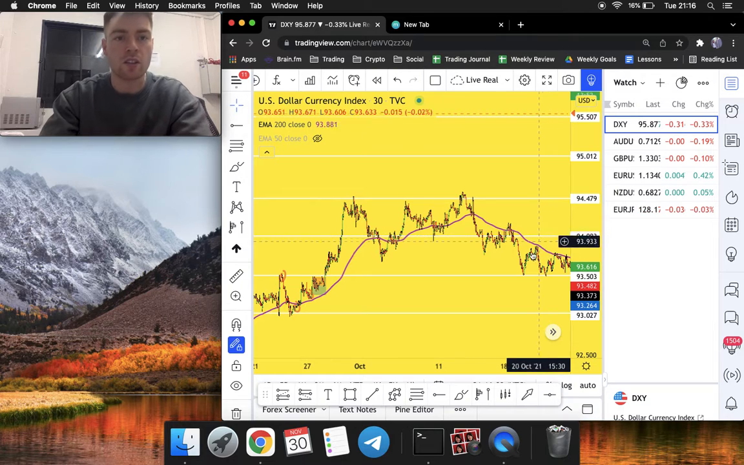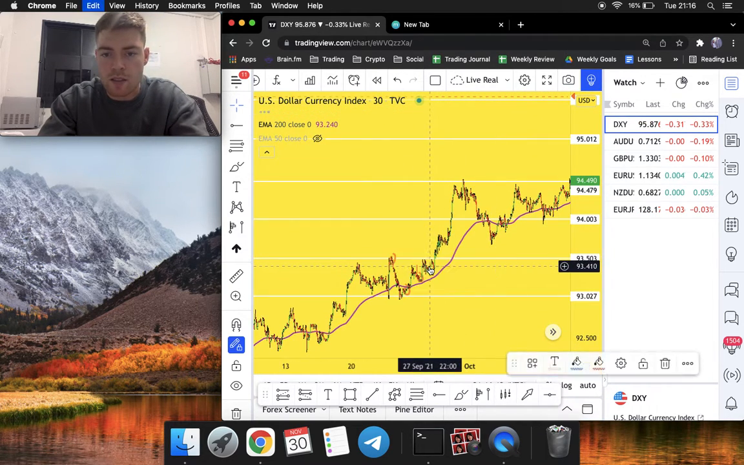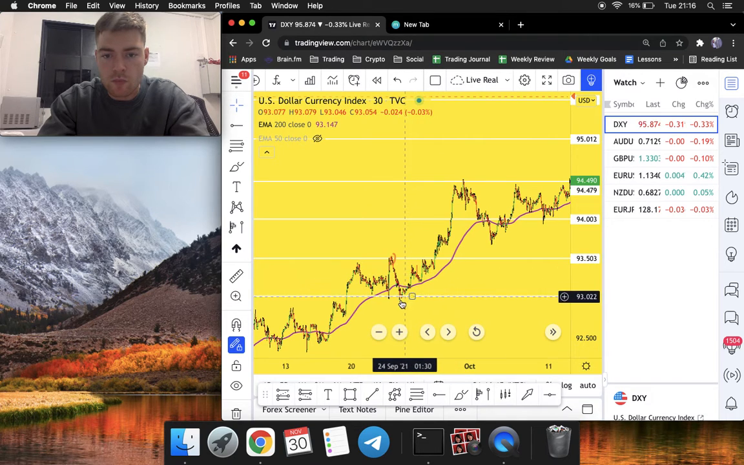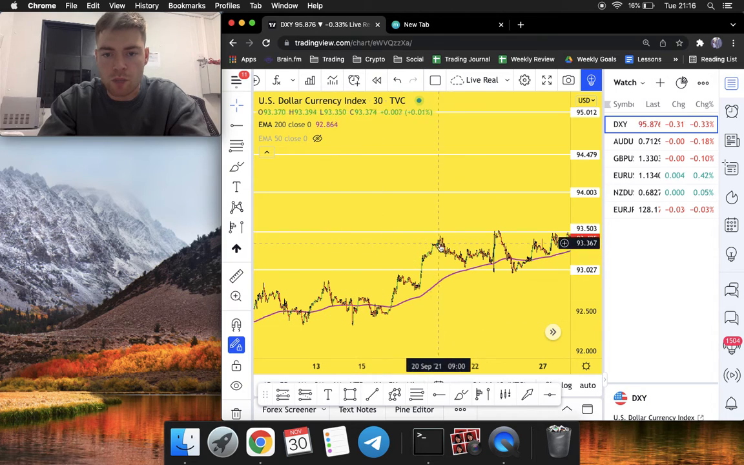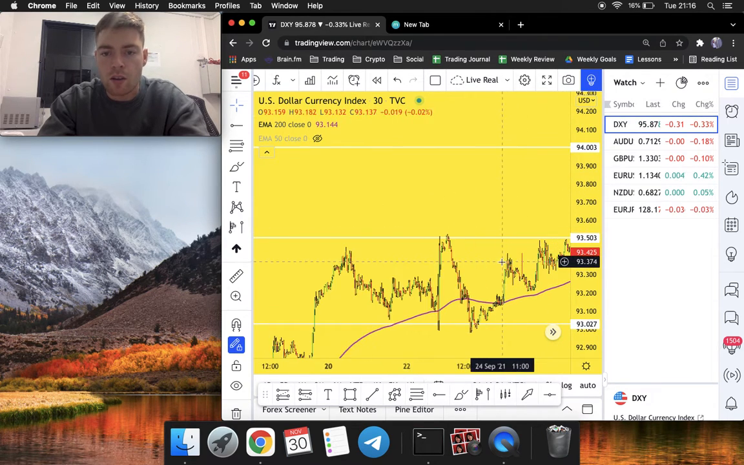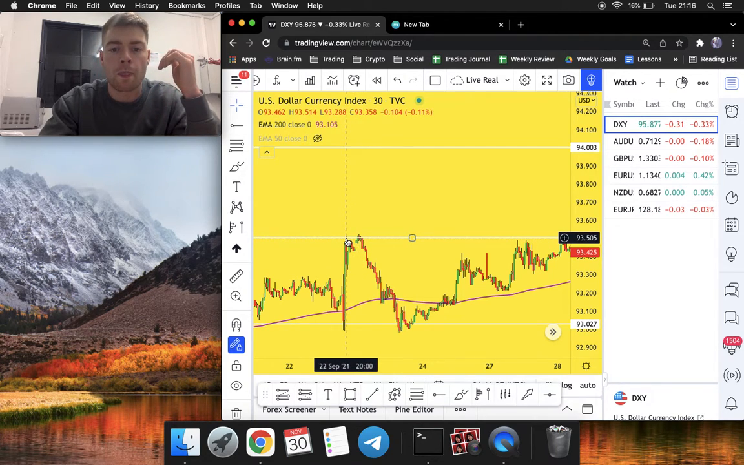Like you can see here, I've got 94 drawn up, 93. The exact same stuff happens when price gets to these key levels. We can see here price has been overall bullish in an upward trend. We can see here, look, it gets to 93.5 right there, at 2 o'clock in the morning.